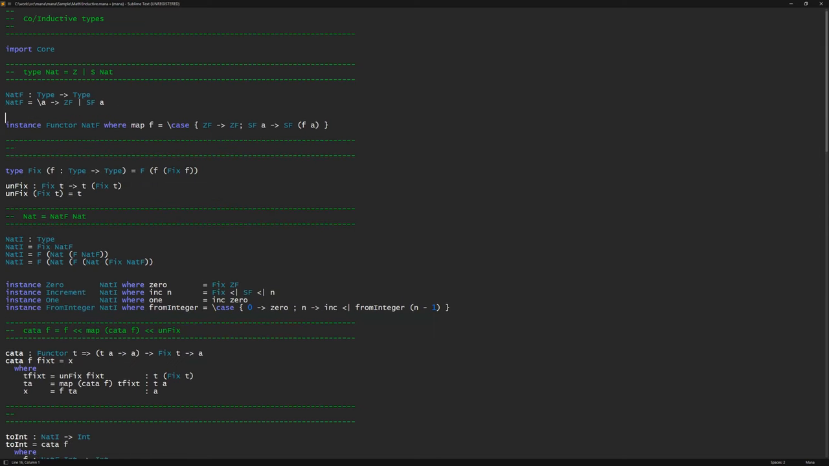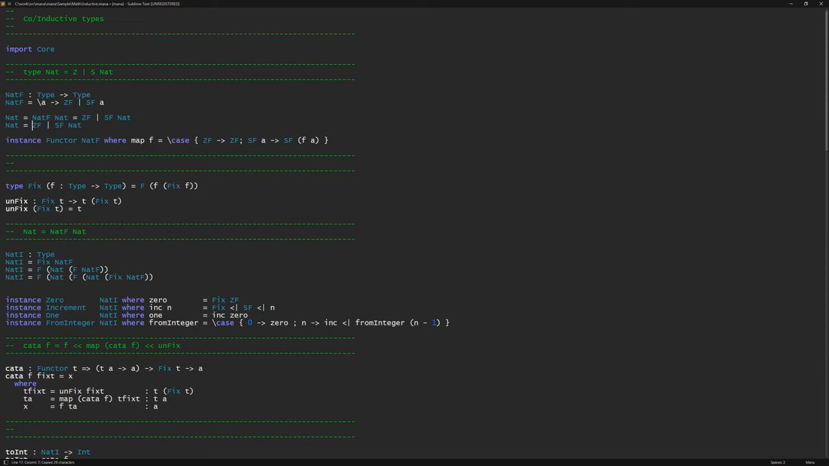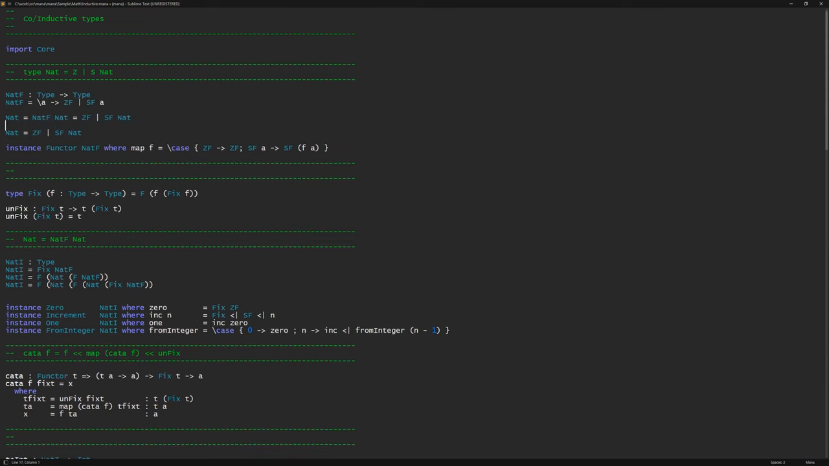So if we applied nat F to nat, we would get back ZF SF nat, something like that, right? Which is the thing that we're usually used to, right? This guy here. But then the fix lets us say that, when we defined it recursively, so we said nat equals nat f, so it equals this. So we can just say nat equals this, right? That's the thing that we're trying to get.